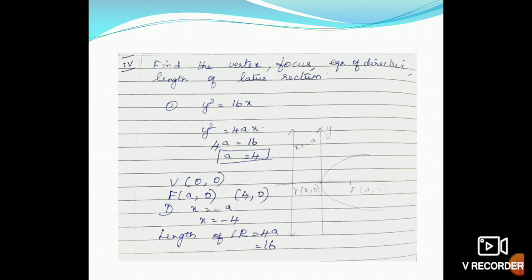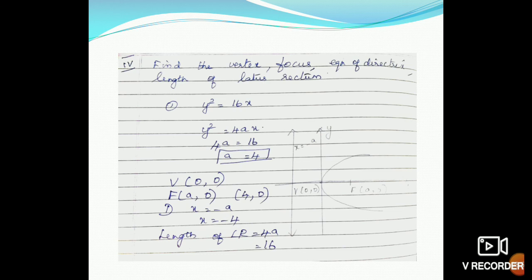This question has 3 subdivisions. It is an important 3-mark question. I have to find the vertex, focus, equation of directrix and the length of the latus rectum. y square is equal to 16x. Just draw a simple diagram. Because there are no values along with x and y, the vertex is (0, 0).